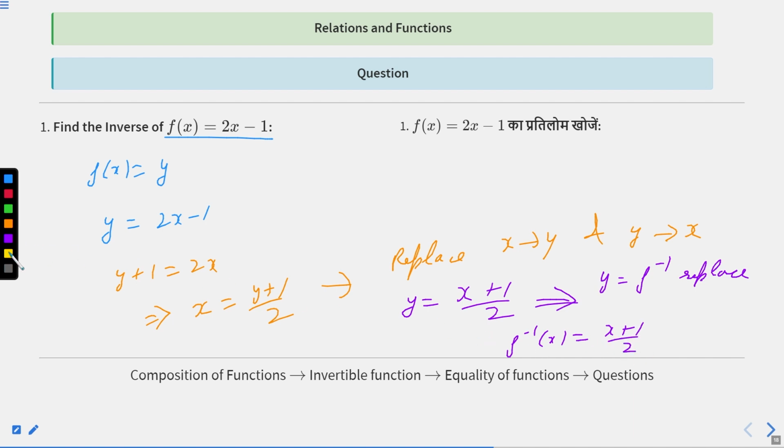So this will be your inverse for this function. You can verify that f of f inverse is equal to x, and the same for f inverse of f. I hope that it is clear to you.